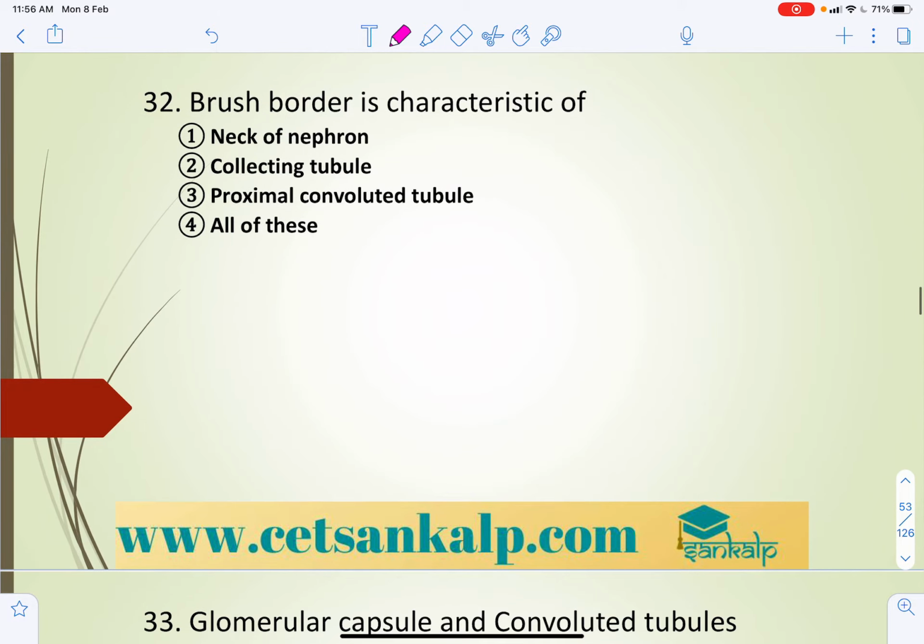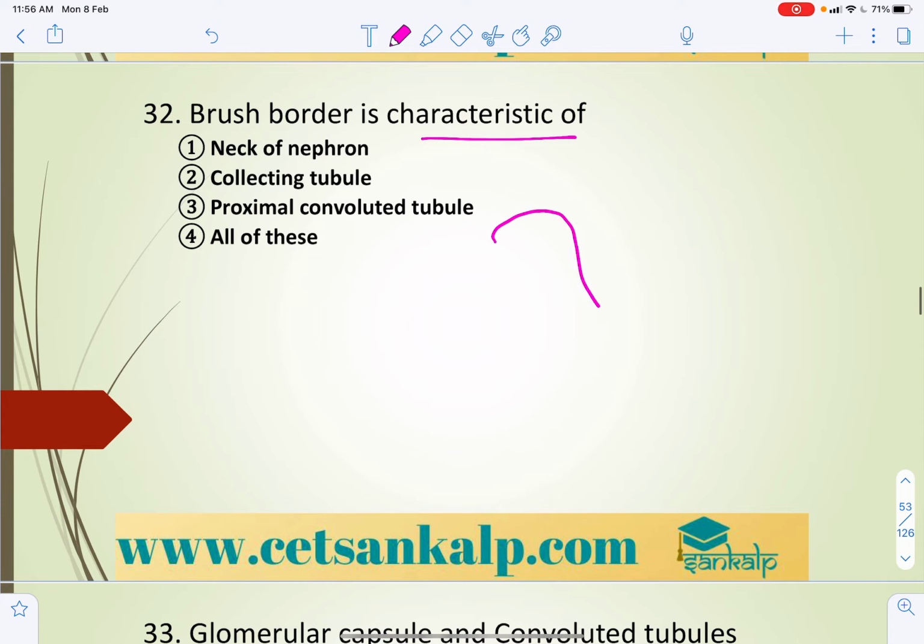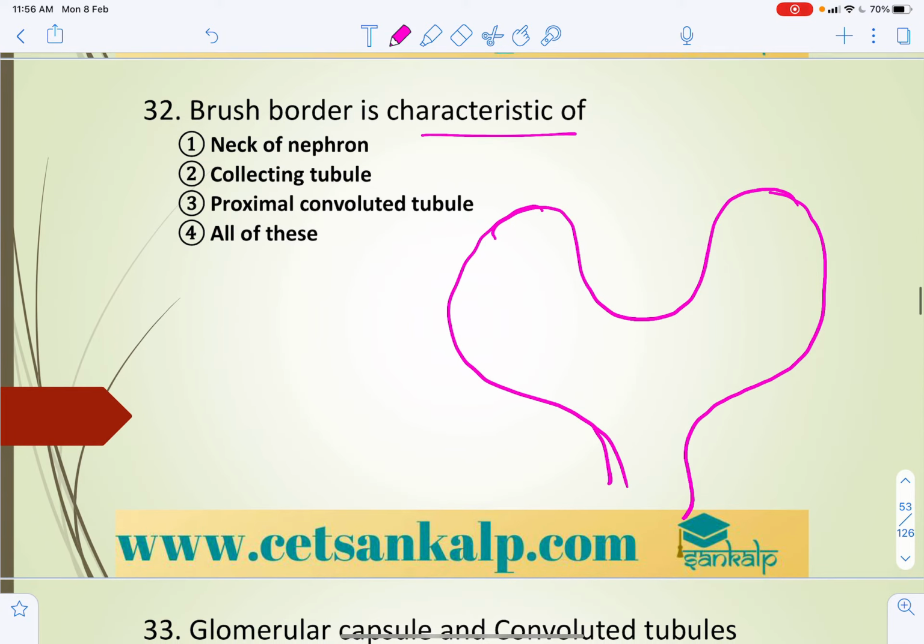Next, brush border is a characteristic feature of. When we see this structure in the case of the Bowman's capsule, I have already mentioned that the net negative pressure builds here. That is because of the glomerular hydrostatic pressure minus the blood colloidal osmotic pressure plus the tubular osmotic pressure, or you can say the blood colloidal and tubular pressure.